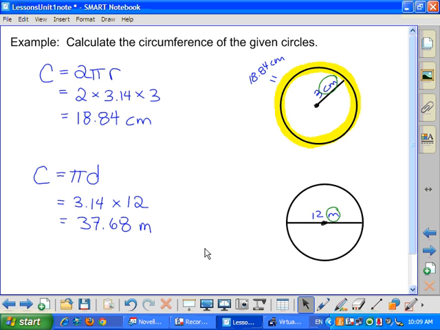And now what do we have? Well, I have got the distance around this circle, and it is 37.68 meters. So if I was going to walk around a circle that had a diameter of 12 meters, I'd be walking 37.68 meters every time I went around. Okay, that's everything you need to know about calculating circumference.